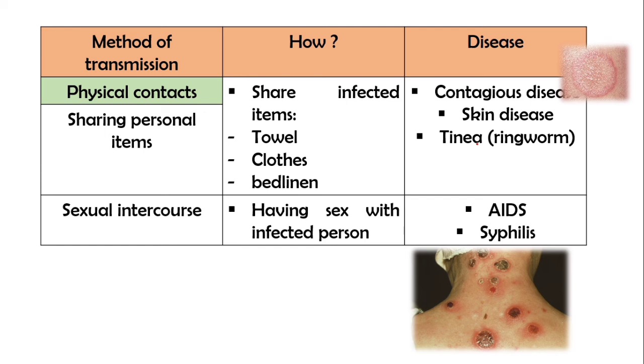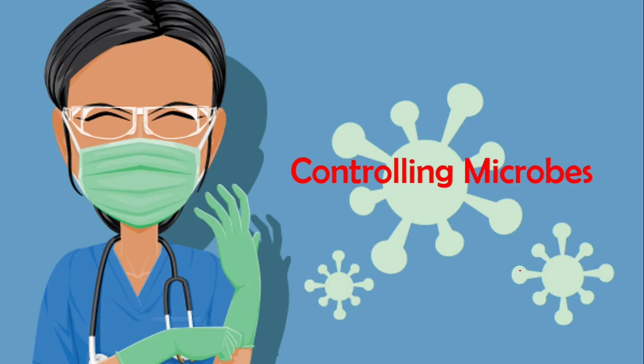Physical contact for the transmission. Sharing personal items. Sharing infected items such as towels, clothes, and bed linens can spread contagious skin diseases, tinea. Sexual intercourse, having sex with infected persons, can cause AIDS and also syphilis. The picture shows examples of syphilis.